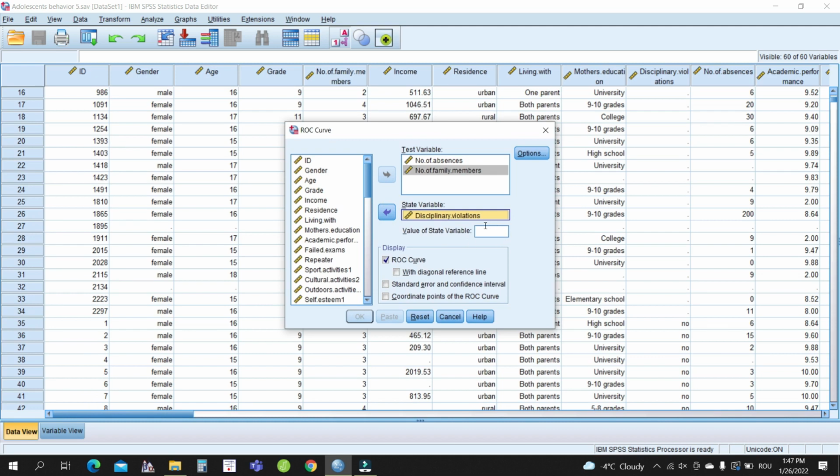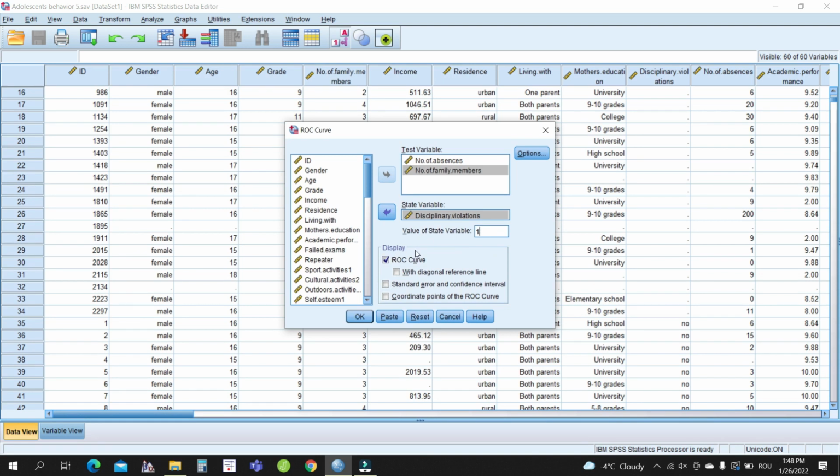As you can see, there is a new area that is activated called value of the state variable. In this area, we have to introduce the code for the presence of the state, which is the presence of disciplinary violations. In our case, the code is 1, because as you remember from the beginning of this course, we coded the presence of disciplinary violations with 1 and their absence with 0. Now, in the lower part of the window, we have an area called Display.